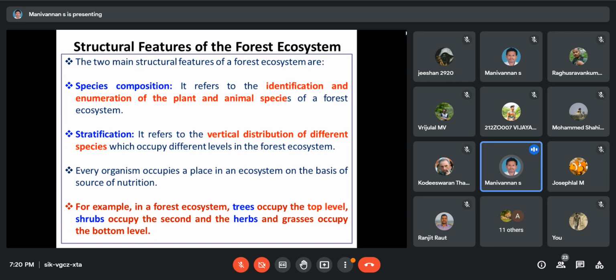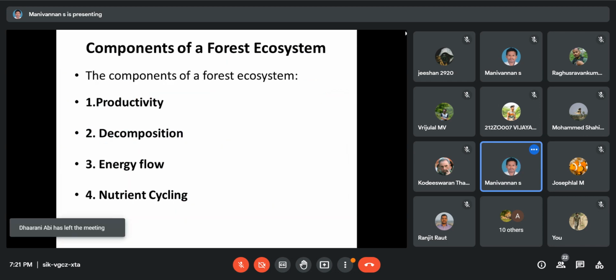Next, moving on: what are the components of a forest ecosystem? Any forest ecosystem contains four components. One is called the productivity, second is the decomposition, third is the energy flow, and fourth is the nutrient cycle. The first one is productivity, the production. The second one is decomposition, the breakdown. Third, energy flow. Fourth is the nutrient cycle. I will explain one by one.